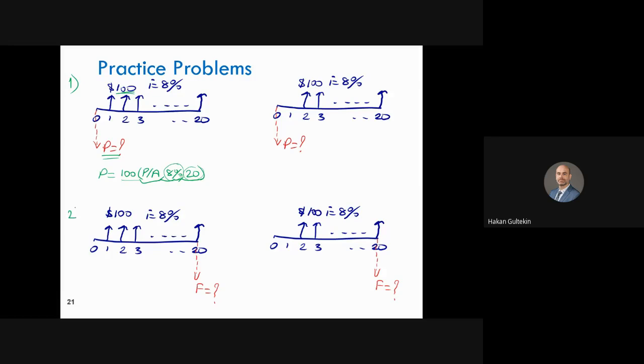Now for the second one. This is the second example. In the second question, again, we have a uniform payment series, and we want to find the future value. The formula that we are going to use is this one. Okay? So now let's move to this third example. Is this all, or is anything missing?